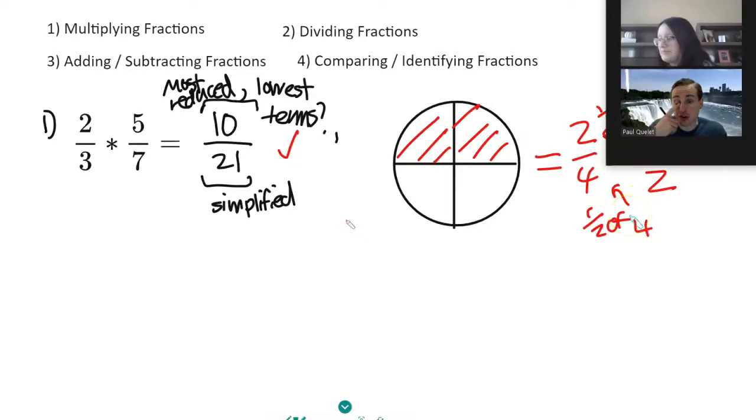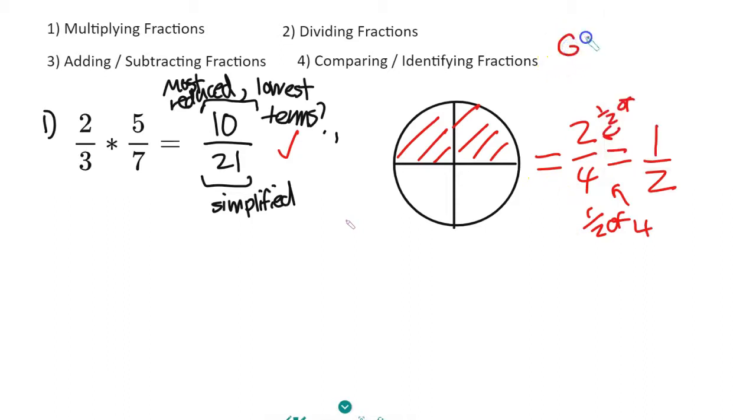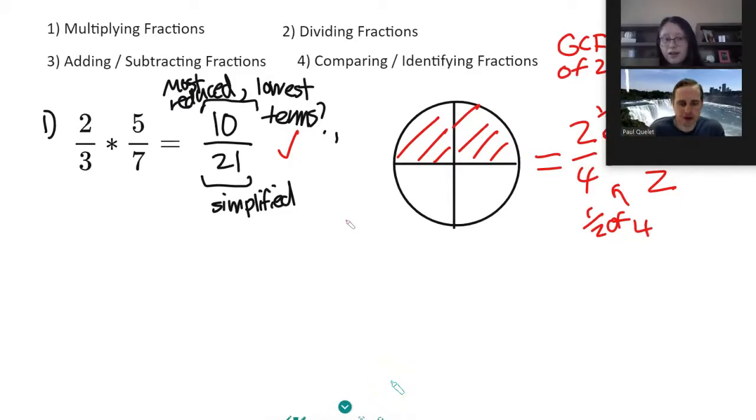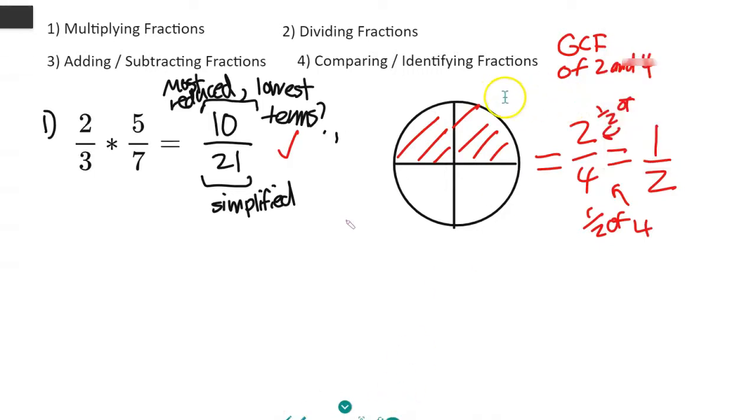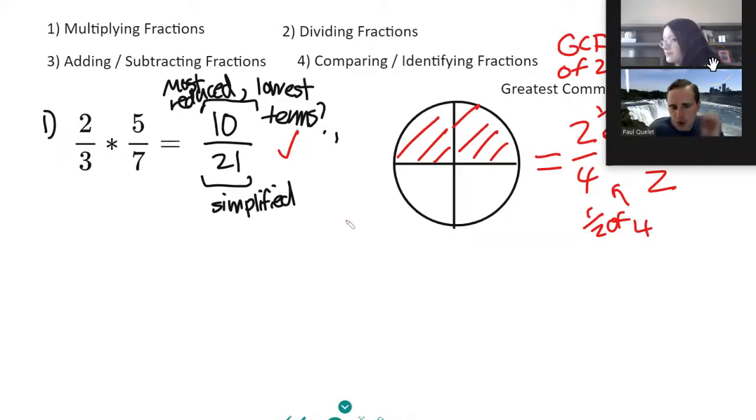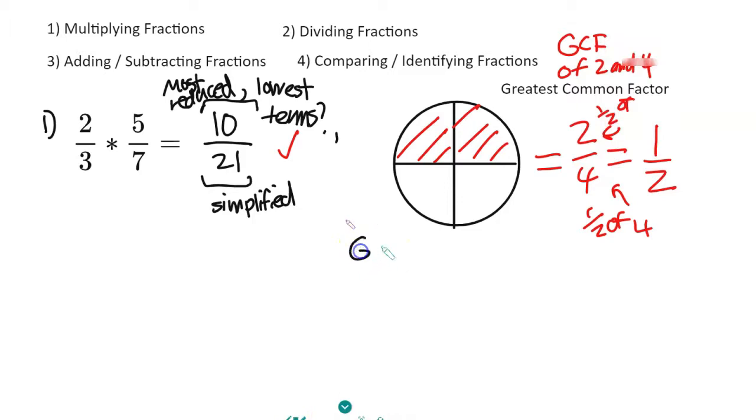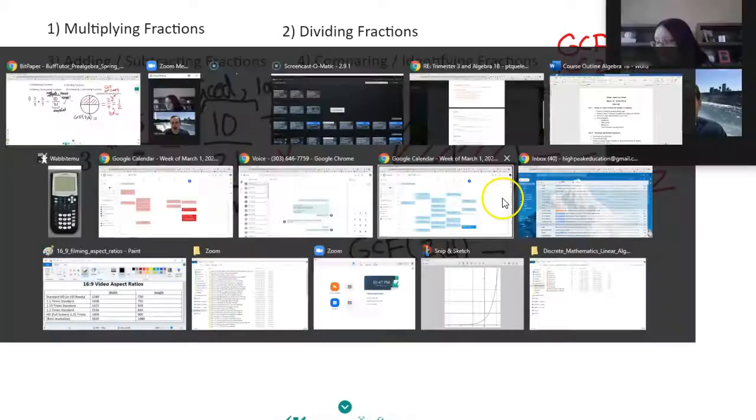Let me ask you this question, and sometimes people use this terminology. What is the GCF of 2 and 4? Now, what do I mean by GCF? Good, greatest common factor. That's something you should be aware of. In a slightly different way, we're going to use that concept in algebra. So the greatest common factor is the GCF. If I write GCF of these two numbers, 2 and 4, what is the greatest common factor of those two numbers?